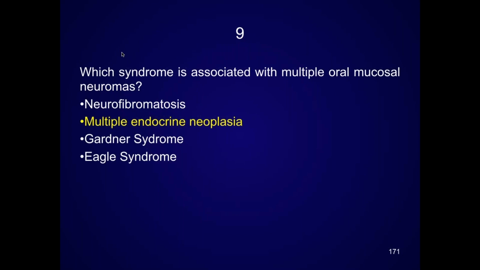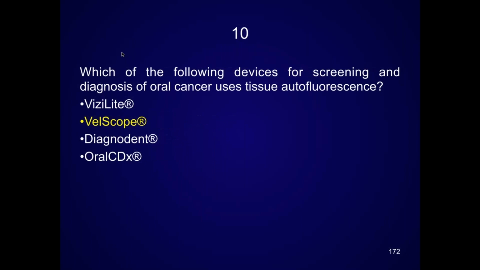All right, this is all about knowing which syndrome, right? So neurofibromas go with neurofibromatosis. In this case, neuromas go with MEN. I have 30 questions, by the way, so we're gonna get there. All right, Gardner syndrome, right? Odontomas, osteomas, malignant GI polyps. Eagle syndrome, that's the stylohyoid ligament calcification with the pain turning the head, right?